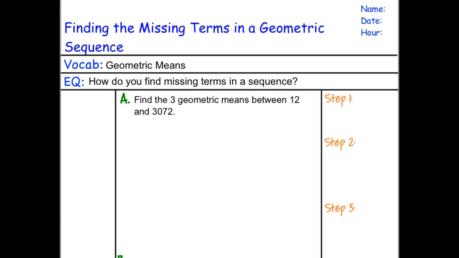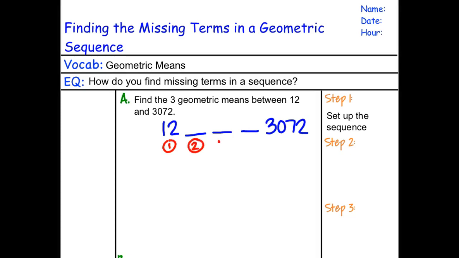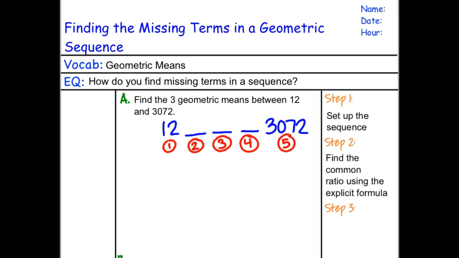So when we do these problems, the first thing we want to do is set up our sequence and just put blanks for what we don't know. We know that we want to find it between 12 and 3072, and it says the 3 geometric means. So if you think about it, this is our first term, second, third, fourth, fifth. So then we want to find the common ratio using the explicit formula.